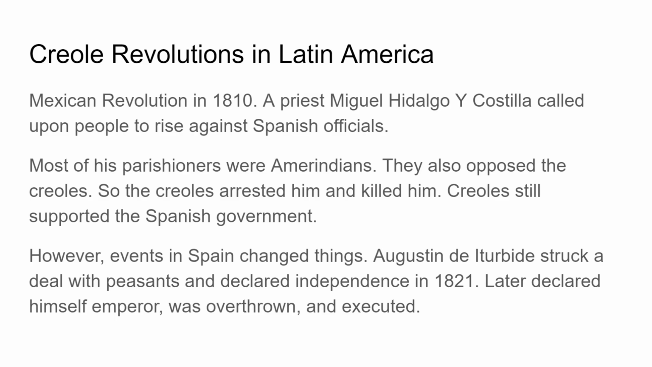So we're going to have a new guy who's in charge named Agustin de Iturbide. He will basically strike a deal with the peasants and declare independence in 1821. Hilariously, he declares himself Emperor of Mexico, and then he is overthrown and executed by the new people who are in charge.